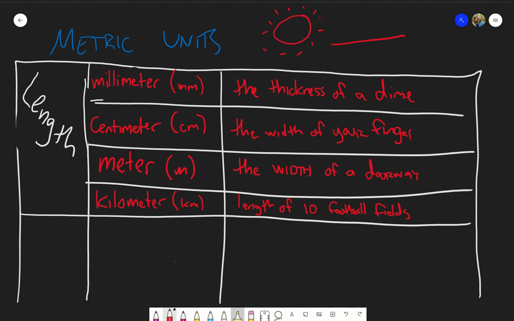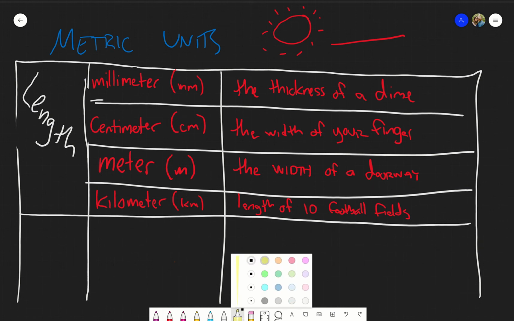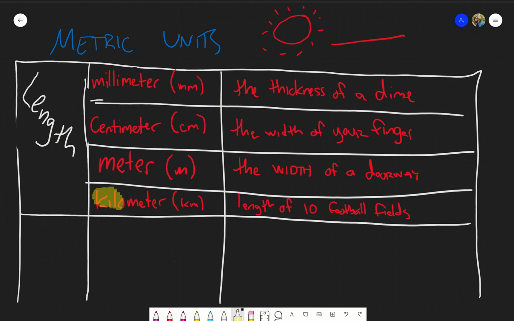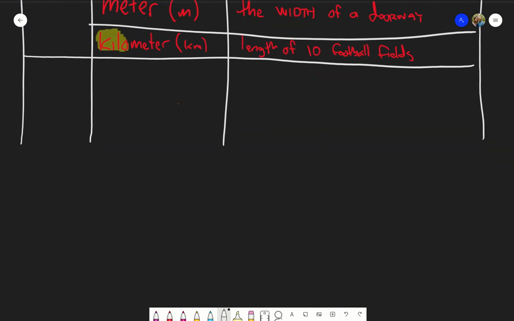And if we look, we can see the prefixes here. We have kilo, we have centi, and we have milli. And I'm sure as we're going through, we will see these pop up again in other units of measure. Now, that is length. Remember, length is only one of the three. We have a couple others.